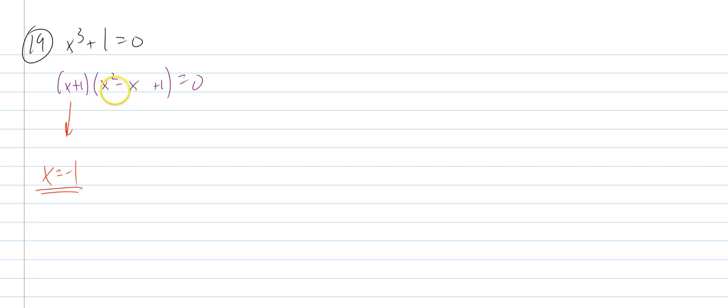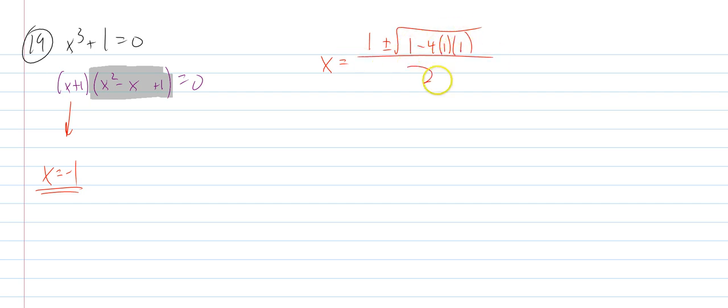And then this other one, the last part of this one is a quadratic. It won't factor, so we'll use the quadratic formula to solve that. Opposite of b, plus or minus the square root of b squared minus 4 times a times c, all over 2a.